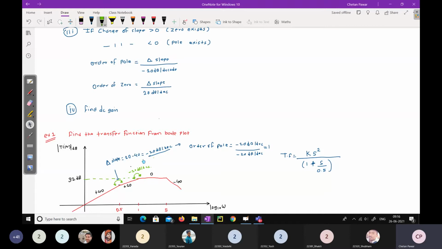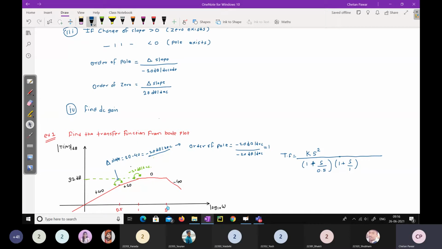So if the change in slope is minus 20 dB per decade, the order of the pole will be 1 only, and that is occurring at corner frequency 1. So I can put a pole in the transfer function at corner frequency 1, so 1 plus S by 1.